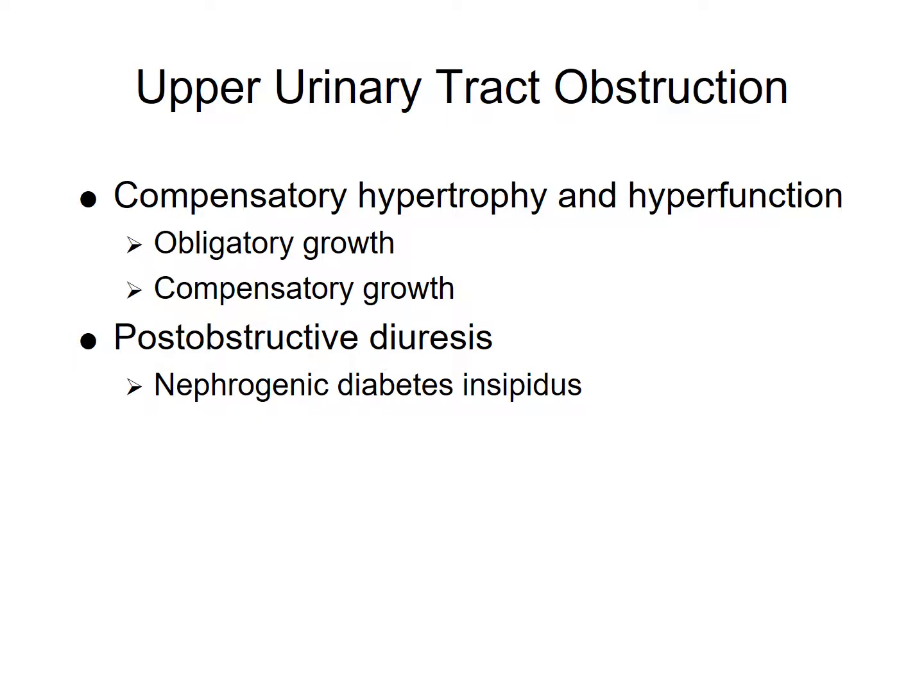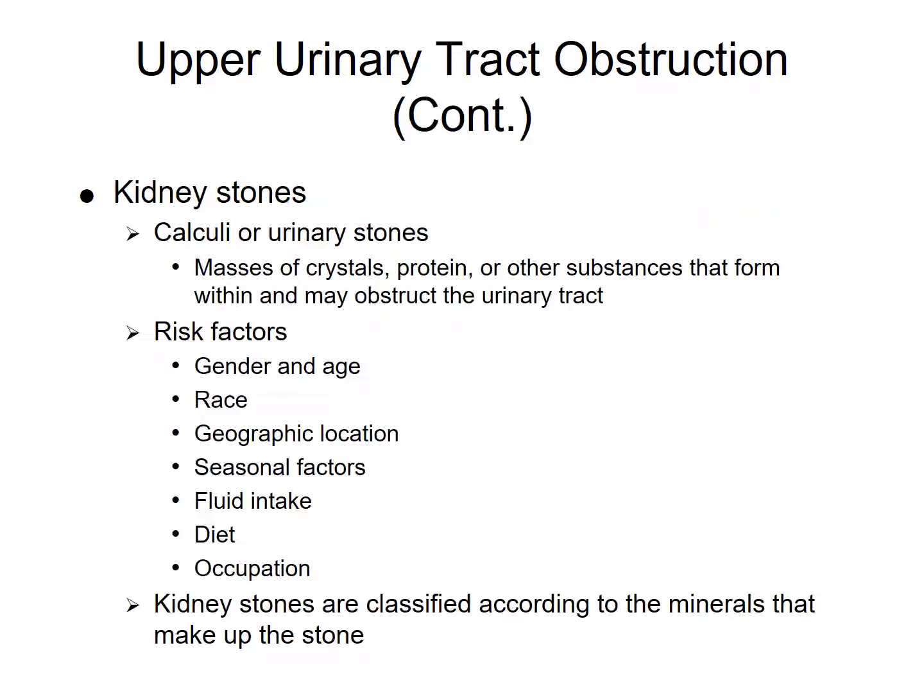All right, upper urinary tract obstruction, compensatory hypertrophy and hyperfunction. So you're going to see that the kidney gets larger. Post-obstructive diuresis will cause nephrogenic diabetes insipidus. Another very common one are kidney stones, and kidney stones are incredibly painful. Some risk factors here related to gender, race, seasonal, fluid intake, diet, occupation. They have found that people who drink a lot of soda are predisposed to kidney stones.